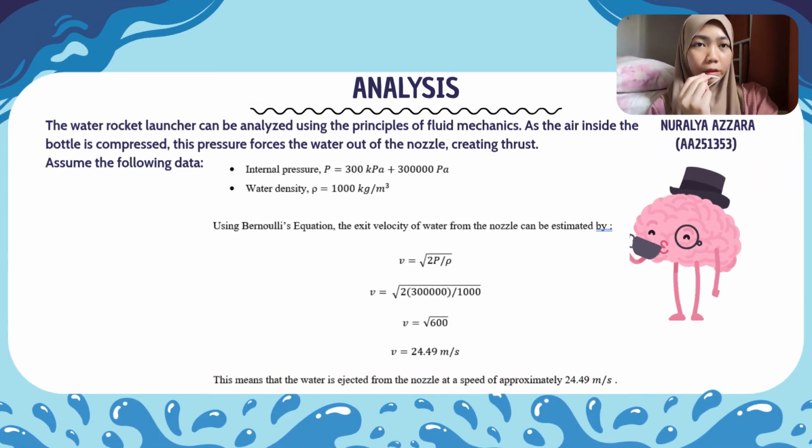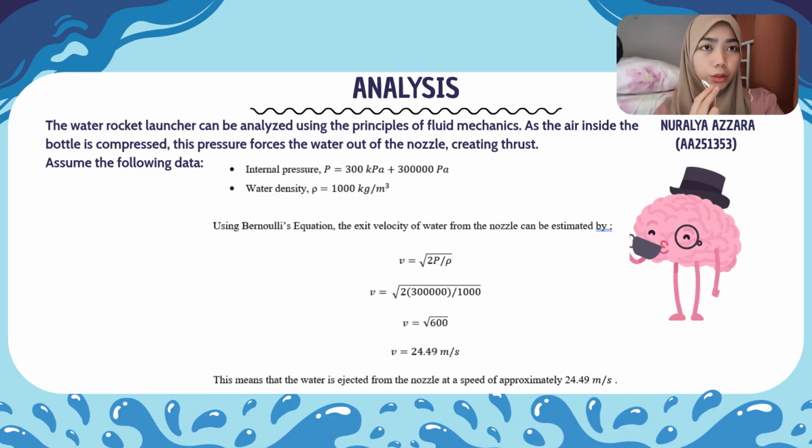For the analysis part, our water rocket launcher is explained using the principles of fluid mechanics. When the air inside the bottle is compressed, it creates internal pressure that forces the water out through the nozzle. The high-speed water flow then produces thrust, which pushes the rocket upwards.